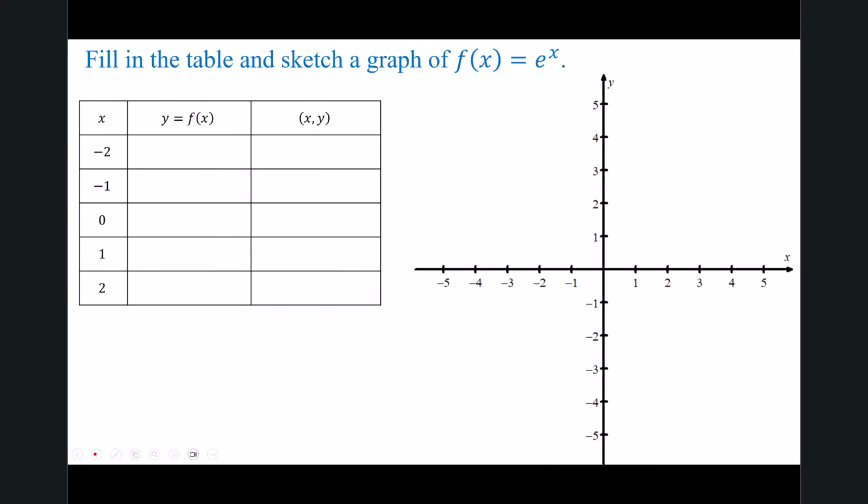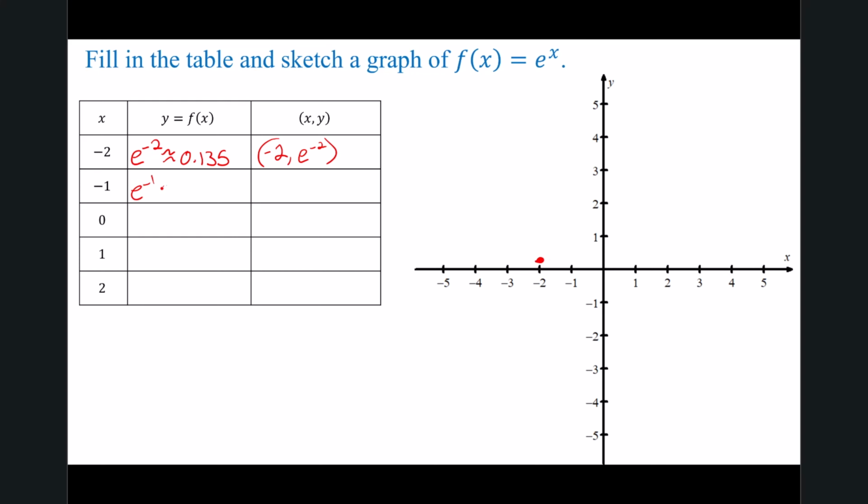Let's graph f of x equals e to the x. So we're going to plug in some values for x and approximate what e to the x is. So if x equals -2, then y is e to the -2, which is about 0.135, and you can just find that on your calculator. So the point would be (-2, e to the -2). So on our graph, we'll do -2 and about 0.1, which it looks like it's about right there.